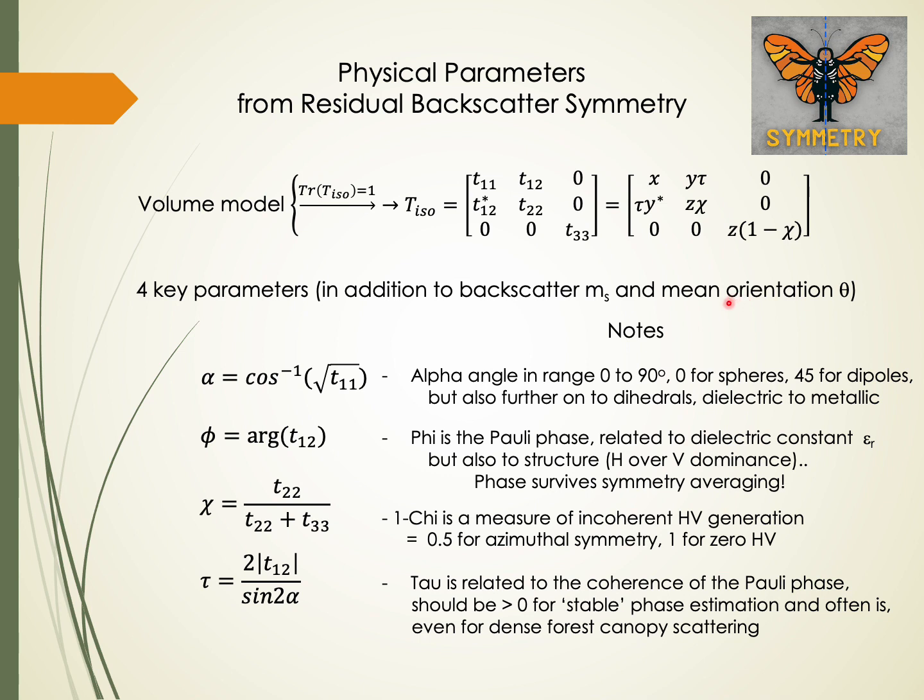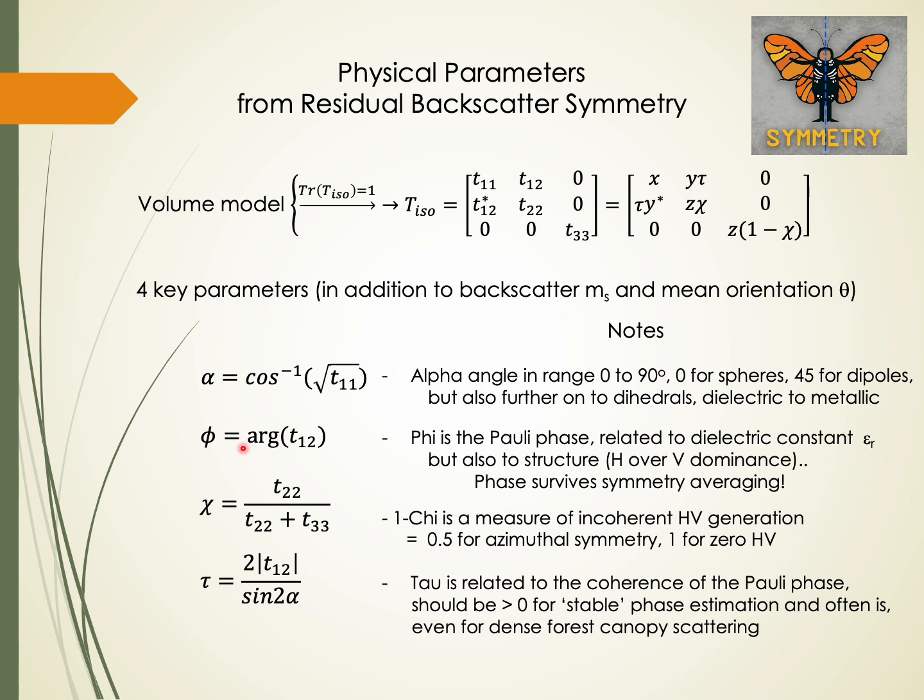So 4 key physical parameters, and key amongst them is alpha, this alpha angle, which can range across its full spectrum from 0 to 90 degrees. And the example we showed just now was 45, but we have this full spectrum available, 0 for spheres or mirror type reflections, 45 for dipoles, but also further on into dihedrals and these concave kind of structures. So it gives us a great deal of flexibility in extracting information about different types of land use. The alpha parameter is well known in radar polarimetry. It's used already quite extensively for classification of different land use types.